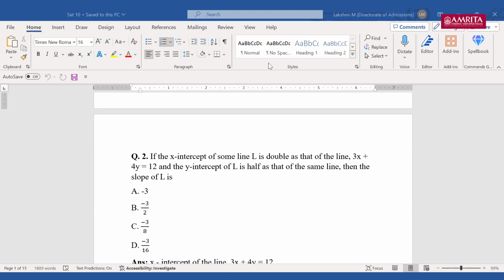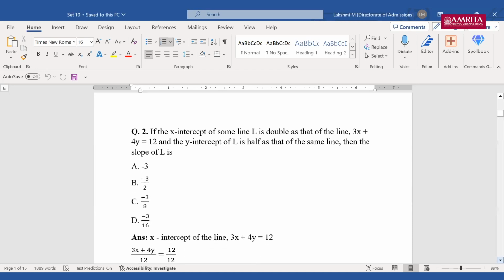Yes, I think almost all of you got the answer. There is B also, there is C also, there is D also. Okay, there are three options, B, C, and D, that is -3 by 2, -3 by 8, and -3 by 16. I think it's time to discuss that, a very simple question.